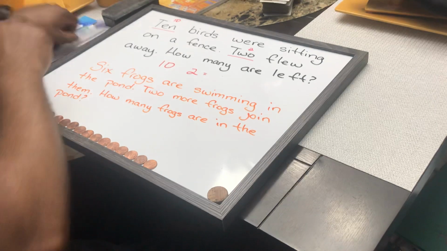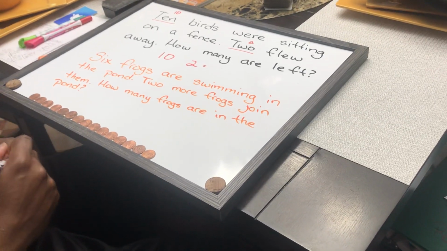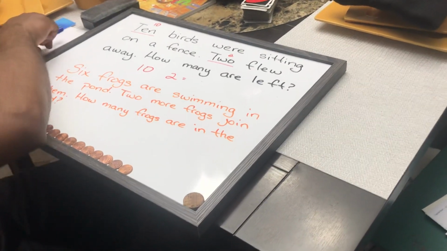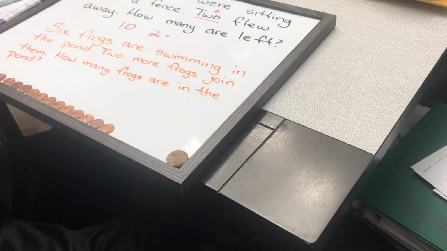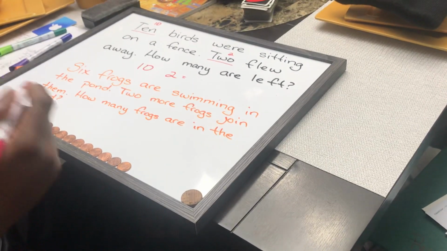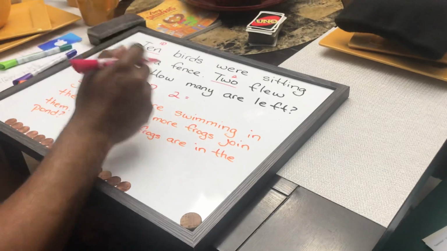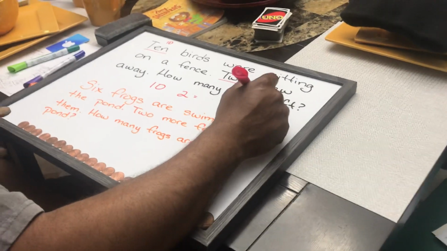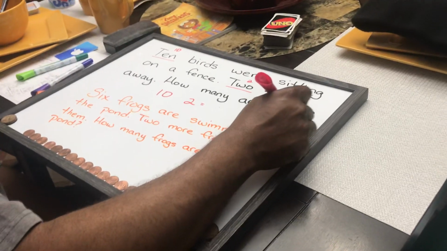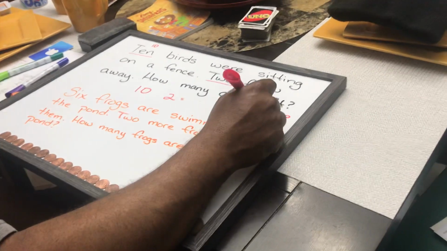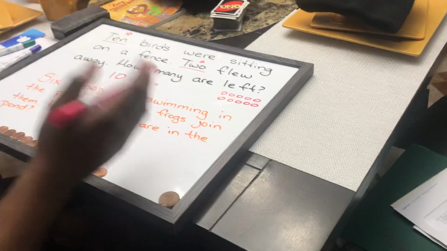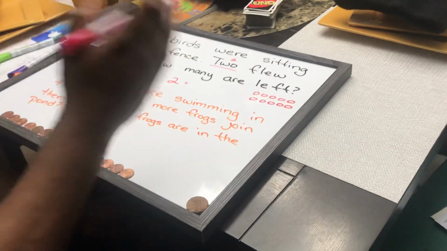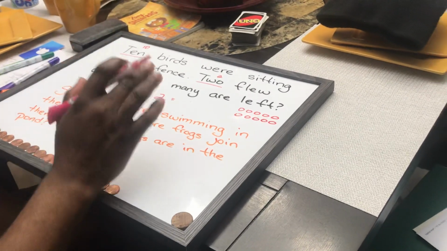So the first thing that I'm going to do is we're going to read this again. And matter of fact, as we read it, I'm going to draw some pictures because that's one of the ways that we solve it, pictorially. So it says 10 birds were sitting on a fence. That's right, 10 birds. 1, 2, 3, 4, 5, 6, 7, 8, 9, 10. So we had 10 birds that were sitting there on a fence communicating. They were talking to one another, having a great old time.